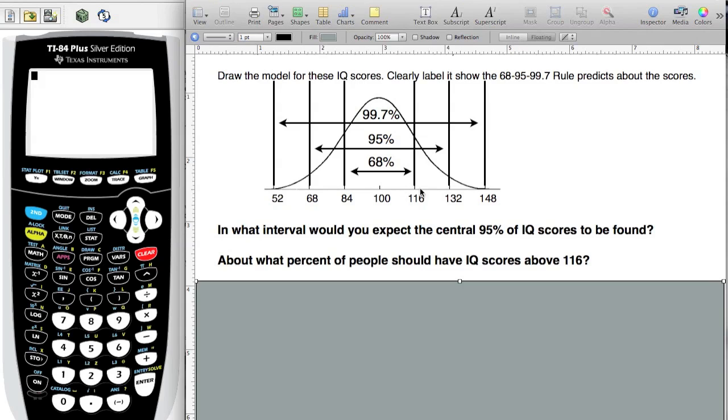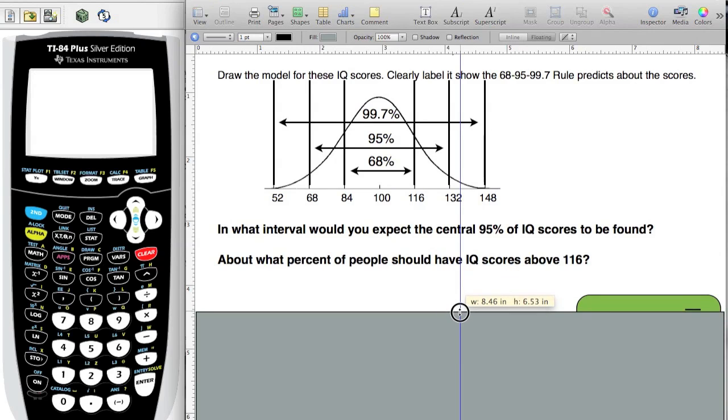If you remember from class, we divided these little tiny pieces up into the different sections. So you had 34%, you had the 13.5, the 2.35, and then the 0.15, which would be the total percentage under each little section. Don't forget about that. You need to know those things.